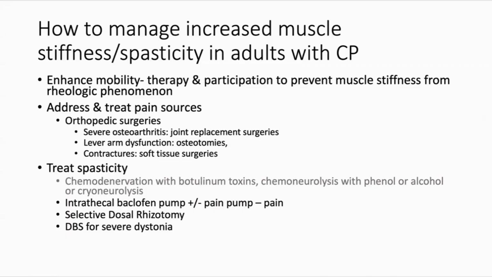Orthopedic surgery will be applied for severe osteoarthritis, joint dysfunctions, and contractures. And we still have to treat leftover spasticity or increased dystonia with chemoneurolysis, as Dr. Azizi addressed, and intrathecal baclofen can be applied for severe dystonia and spasticity. Adults with CP can also have selective dorsal rhizotomy and deep brain stimulation for severe dystonia.